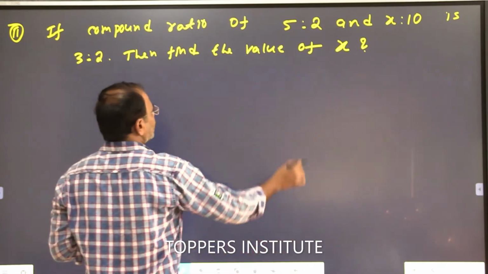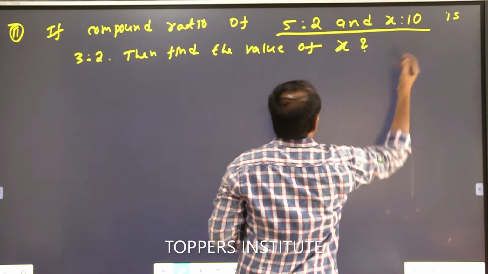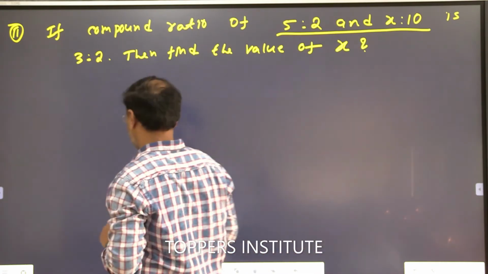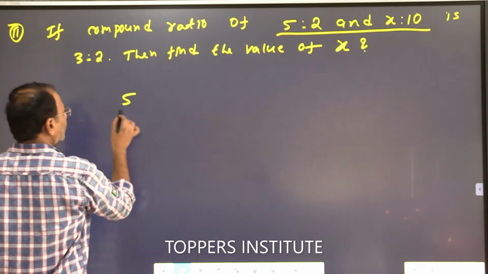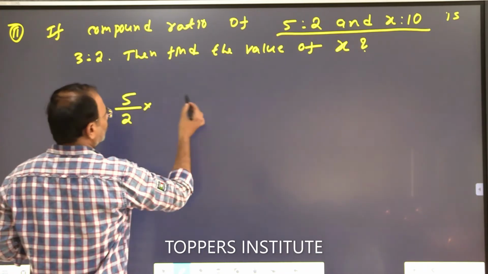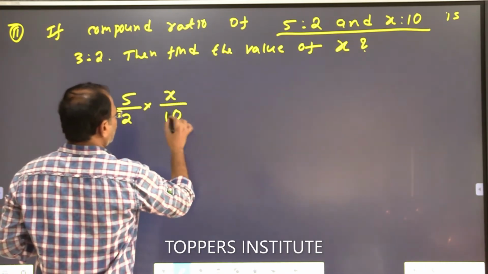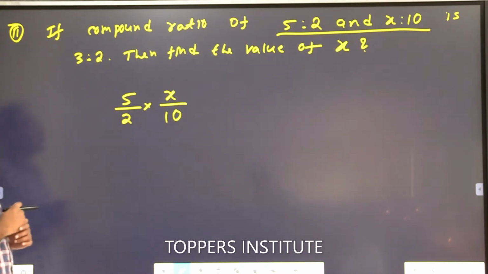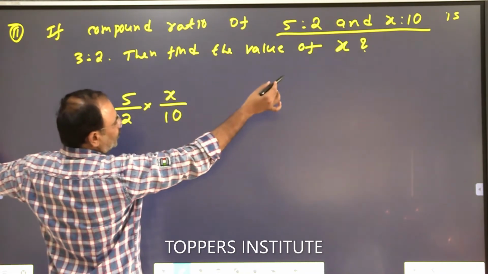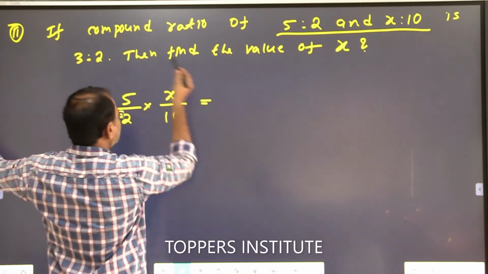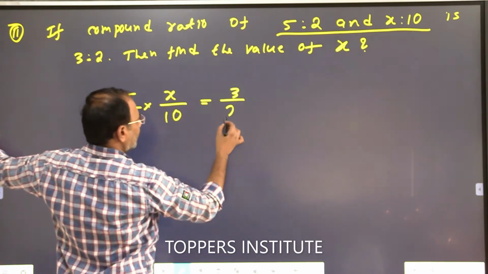So first we write the compound ratio of 5:2 and x:10. Compound ratio of 5:2, 5/2 into x/10. What is the compound ratio of 5:2 and x:10? 5/2 into x/10. This is the compound ratio of the given two ratios, nothing but 3/2. 3/2, right?